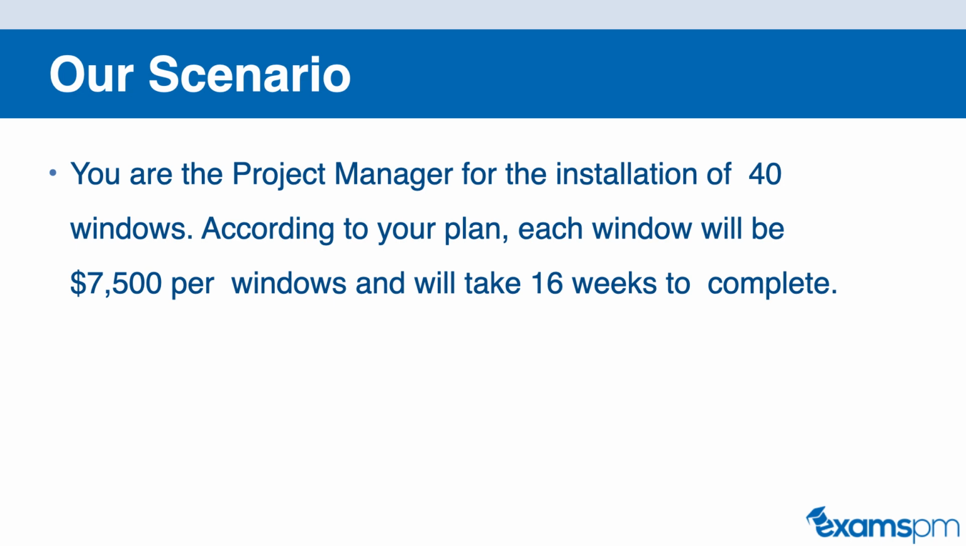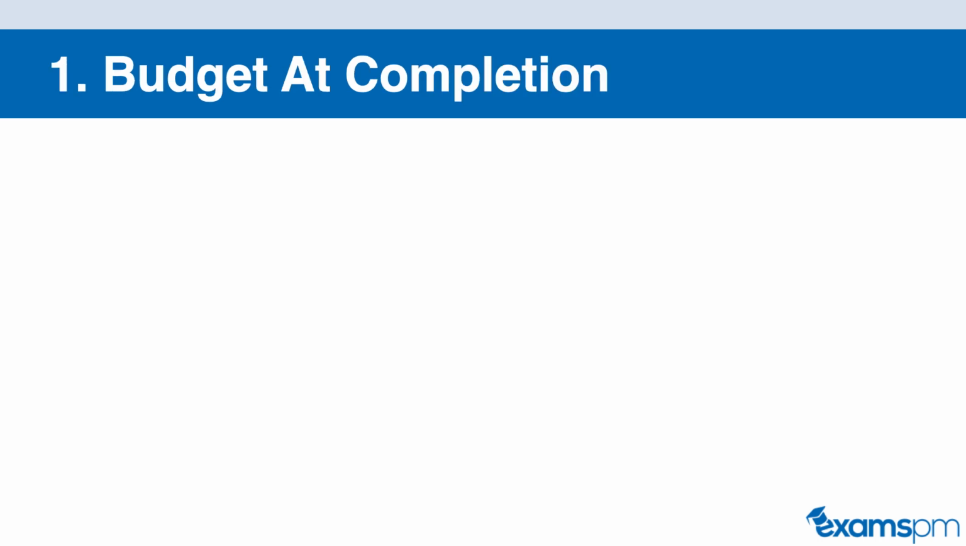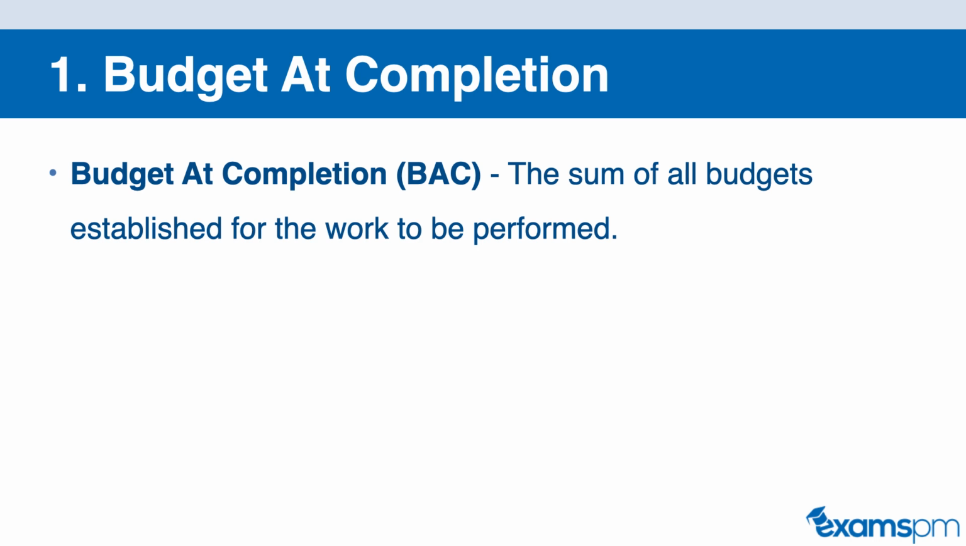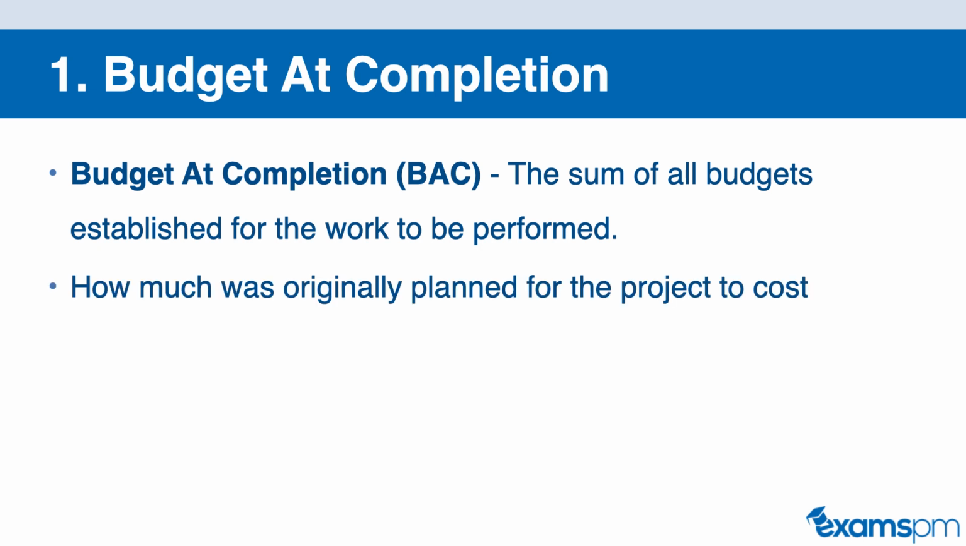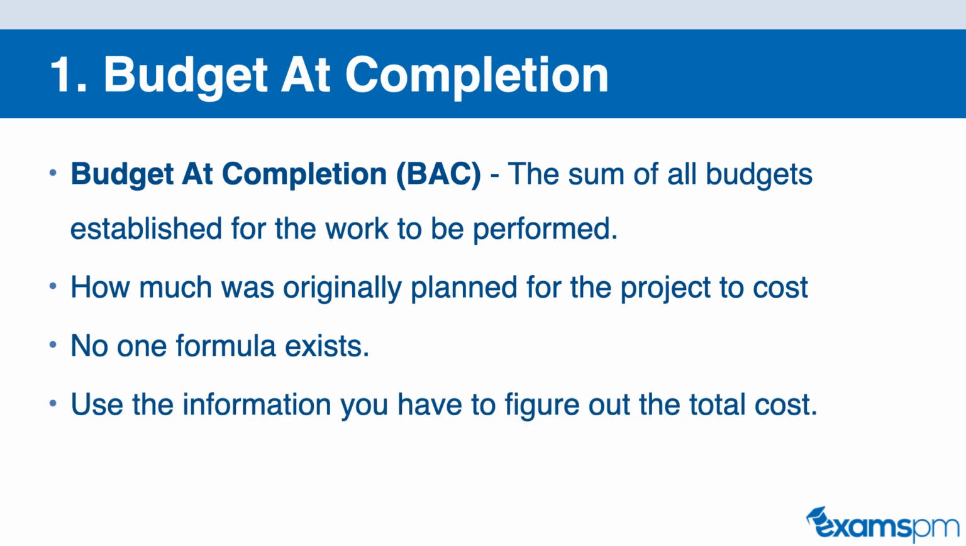Now, for our first formula, we are going to take a look at the BAC, or the budget at completion. The budget at completion is a sum of all budgets established for the work to be performed. So this is how much you estimated for the entire planned cost of the project. There's no formula that exists for the BAC. How you calculate this is you will sum up all of the individual costs you have estimated at the start of your project to get the total cost.